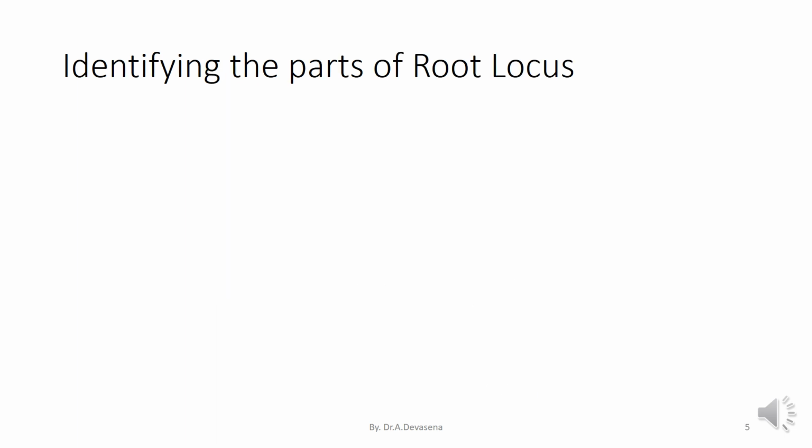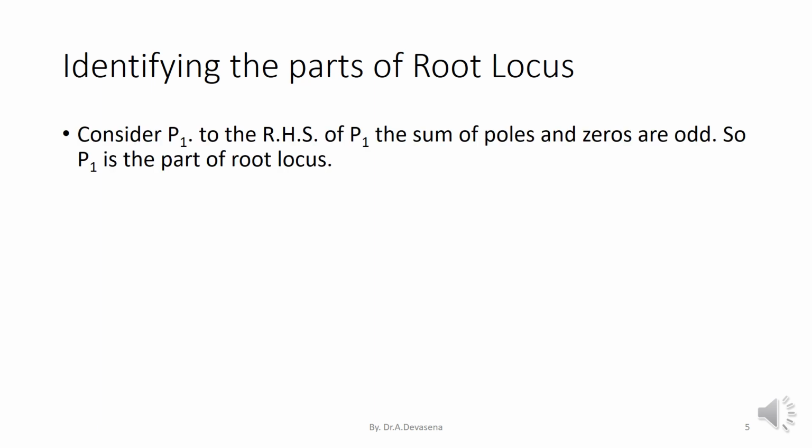Now we are going to identify the parts of the root locus. Consider the point P1 in the root locus. To the right hand side of the point P1, the sum of poles and zeros is odd. That is, only one pole is present to the right hand side of the point P1. Therefore, the point P1 is part of the root locus.